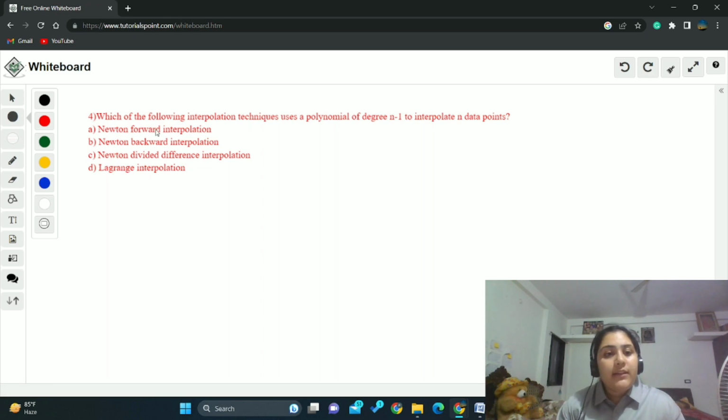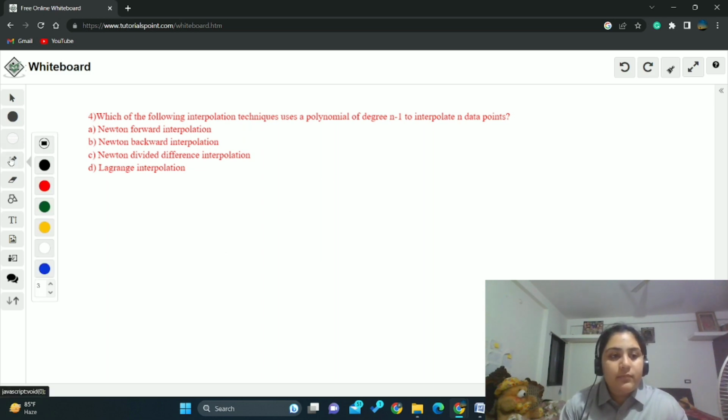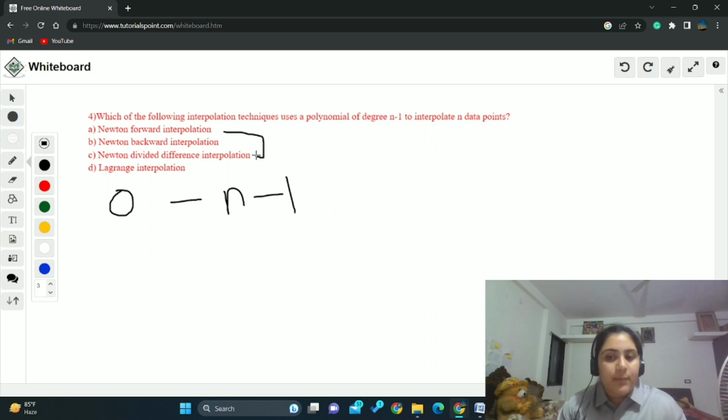In Newton forward interpolation, backward interpolation, and Newton divided difference interpolation, the degree of polynomial can vary depending upon the order of interpolation at a given data point. So the polynomial degree can also range from 0 to n minus 1 in 3 of the interpolation techniques, depending upon the data points, where n is the number of data points.